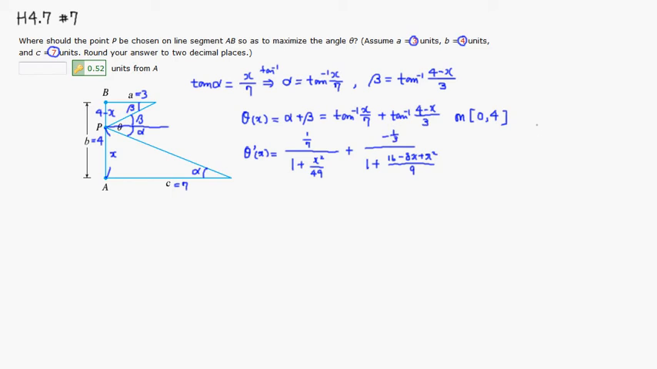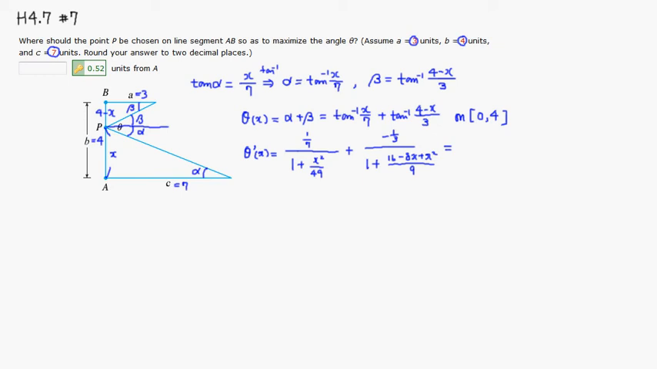So you can see that, I don't like a whole bunch of fractions, so I'm going to multiply top and bottom by 49 here. And on the second one, I'll multiply top and bottom by 9. So we will get something like this. So this is going to be equal to.